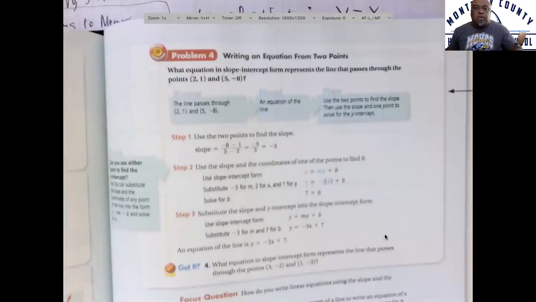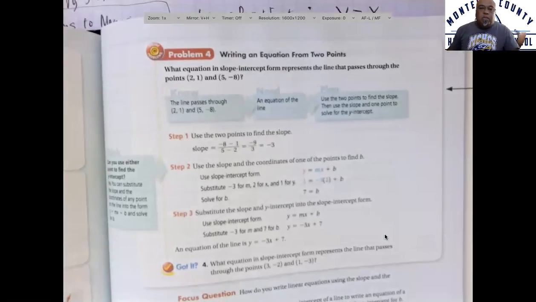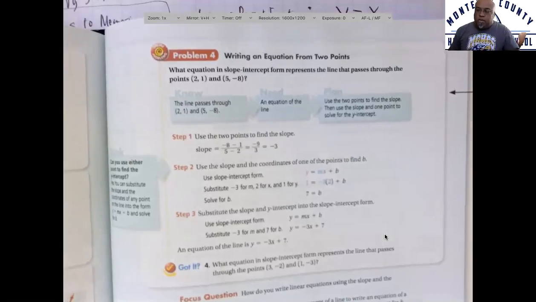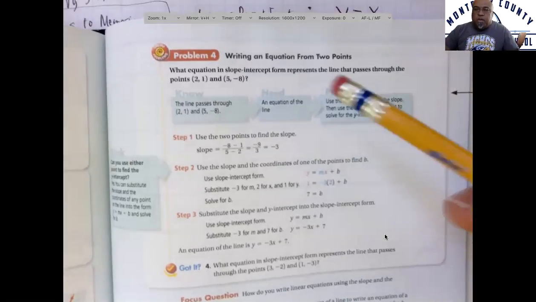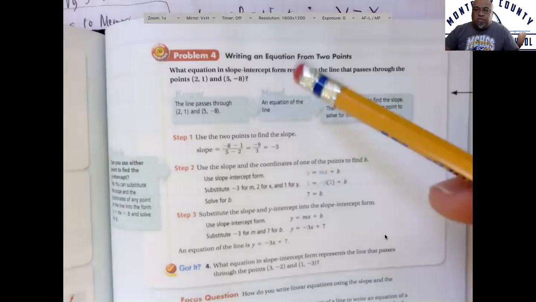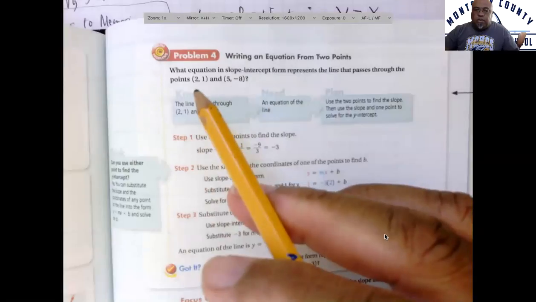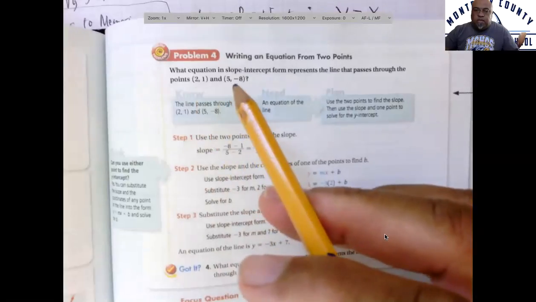Now, I just want to go over problem 4. I said I wasn't going to, but here, look, I'm going over them with you. But you can go over them more in depth if you take time to look at them yourself. Problem 4 is writing an equation from 2 points. So I have 2 points here, (2, 1) and (5, -8).